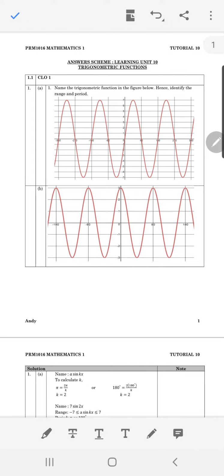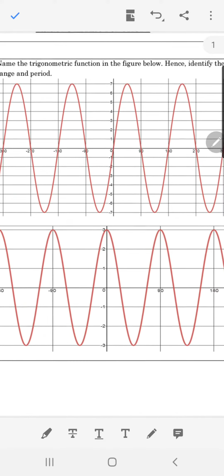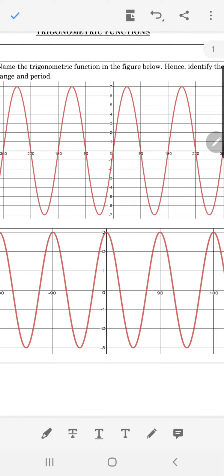Hello student. Today we will use the video to explain how to solve this trigonometry function tutorial. So as you can see, we have these two graphs in question 1.